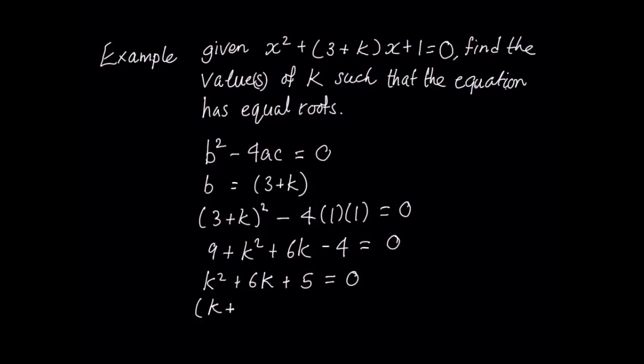(k plus 1)(k plus 5) is equal to 0. So therefore, k is equal to negative 1, or k is equal to negative 5, are the two values that will give the equation equal roots. You should now attempt the multiple choice question.